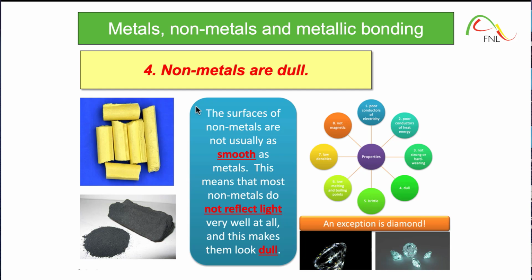Fourthly, non-metals are dull. This doesn't mean they're not very interesting, it means they're not very shiny. The surfaces of non-metals are not usually as smooth as metals. This means that most non-metals do not reflect light very well at all, and this makes them look or appear dull. The one exception is diamond, which is a form of carbon, which is incredibly shiny.